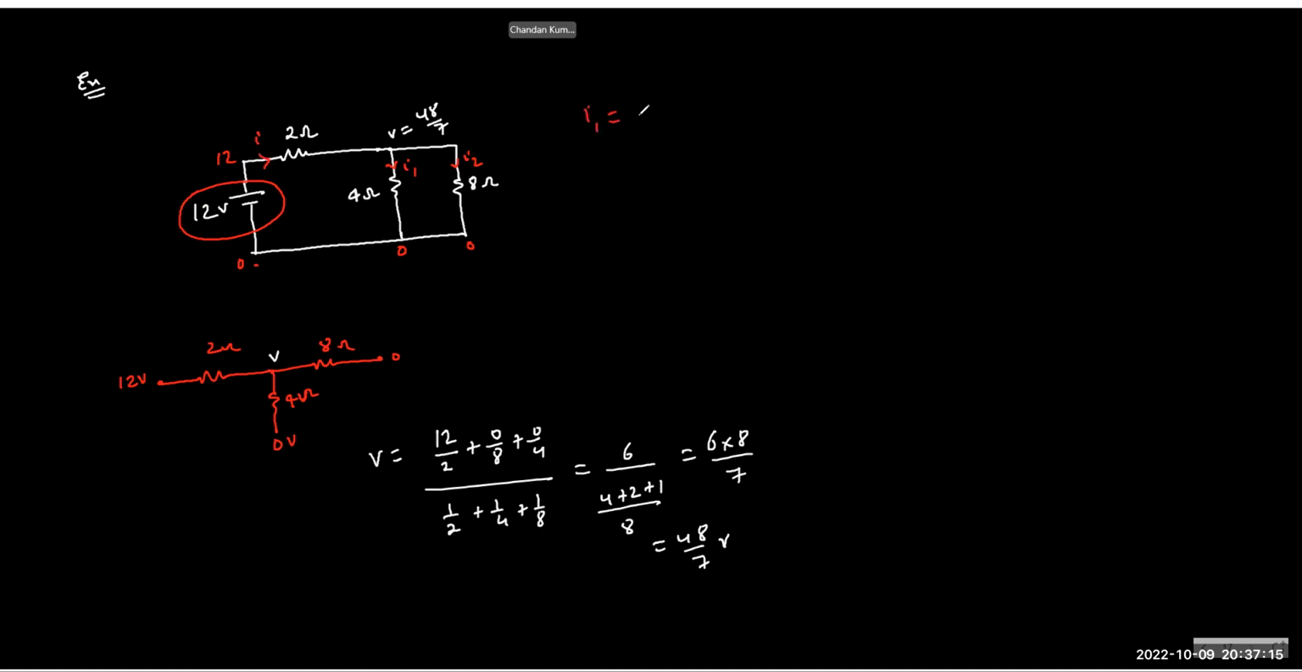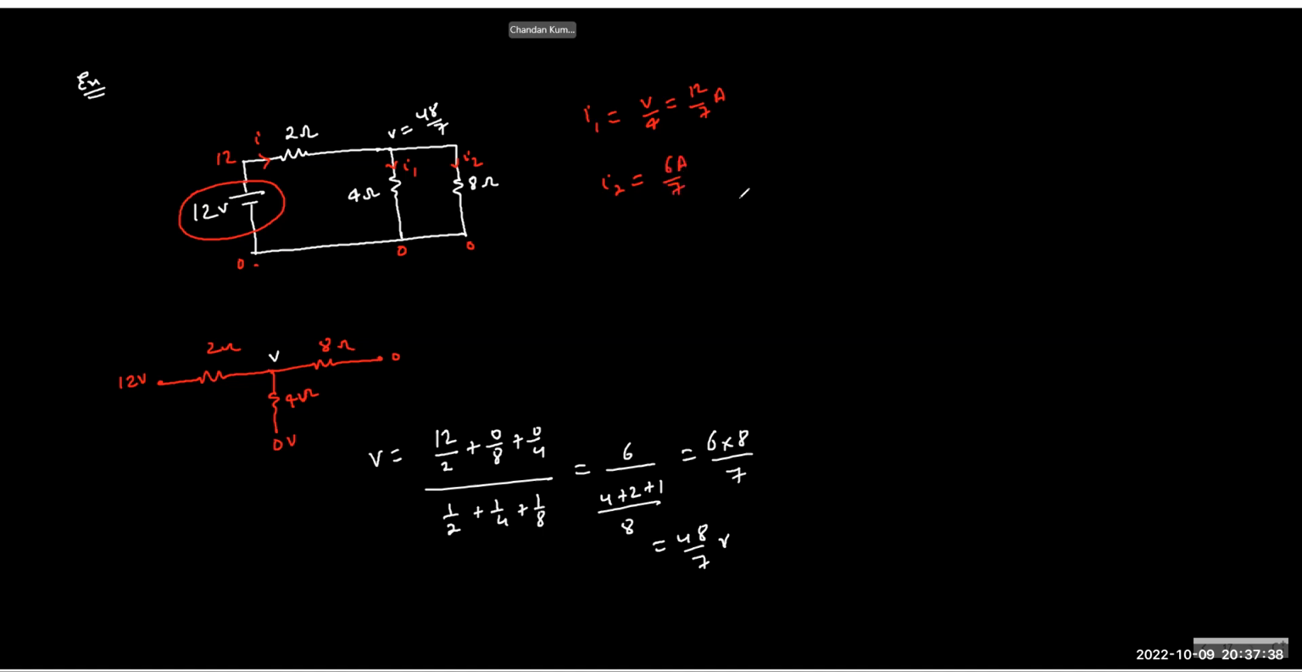So what is I1? It's easy to find I1, Ohm's law. Yes. V by 4, correct? Yes. 48 by 7 by 4. So this is how much? 12 by 7 ampere. I2 is how much? It's half, 6 by 7. Just check.